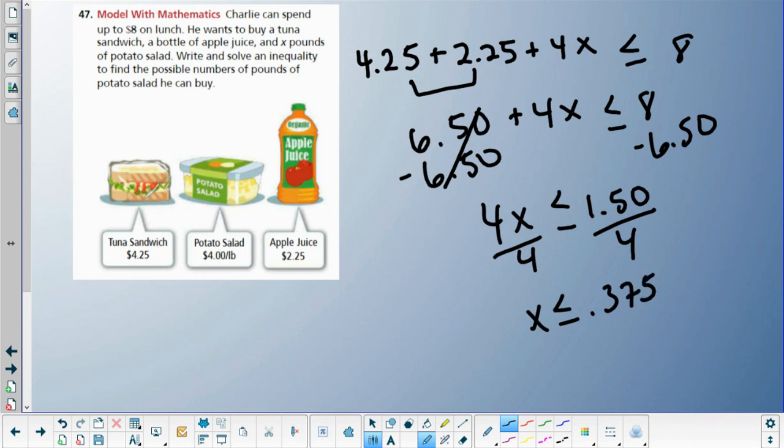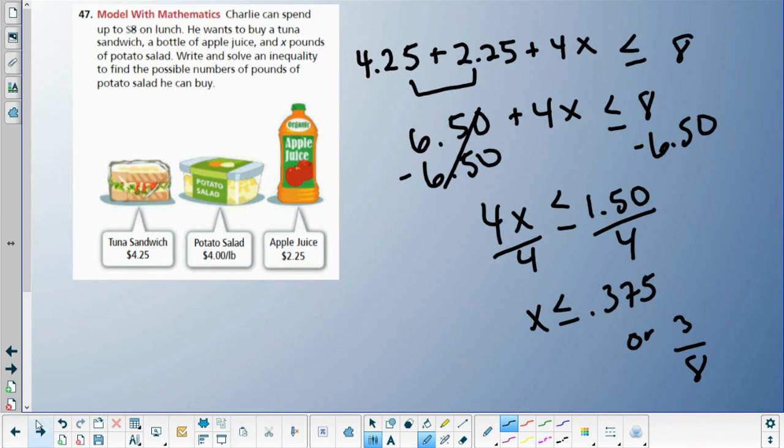Okay, so in this case, it is part of a pound. It's really 3/8 of a pound. But Charlie can buy up to that much. So you can buy up to 0.375 or, if you want to say, 3/8 of a pound. Anything more than that, he would run out of money. So as long as he buys less than that, in addition to his tuna sandwich and his apple juice, he's good.